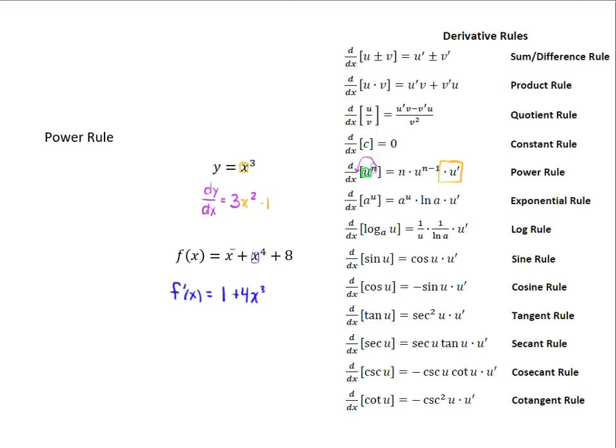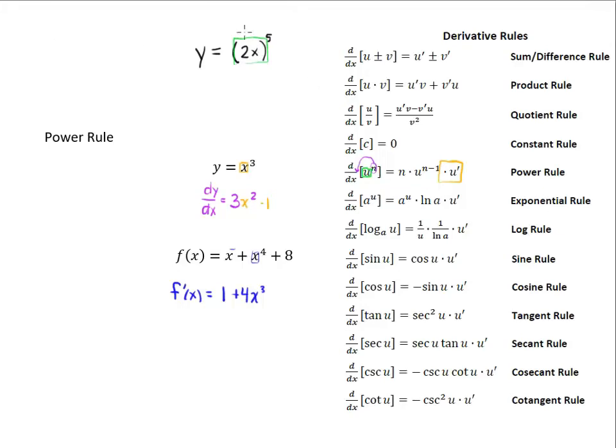Now I want to throw one more in there while I'm thinking about it. What if I had something like this? y equals, let's do (2x) to the 5th power. And I want to find the derivative of that. Once again, this is a power rule problem. I want to identify the base though. So we used green to identify the base. So this is my base right here, 2x. The reason why it's 2x and not just x is because it's in parentheses.